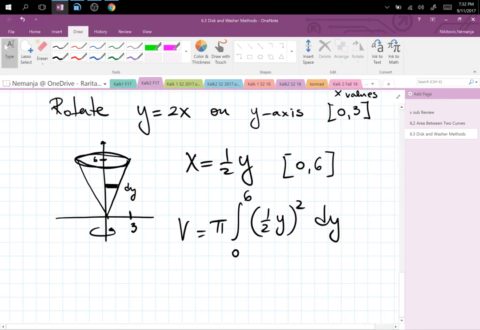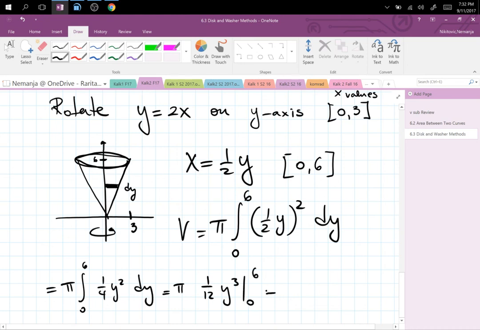All right, so we integrate now and we're done. So this is going to be pi integral of 1/4 y squared dy, 0 to 6, pi times 1/12 y cubed from 0 to 6. One of the 6's will cancel with pi. Another 6 will cancel 2, so 18. 18 pi. It's obvious. So we have 18 pi.